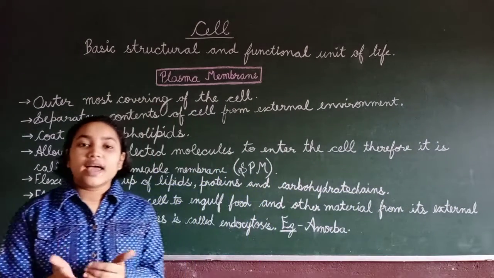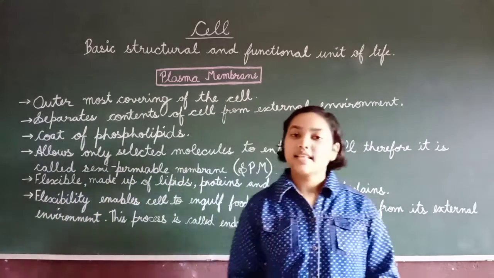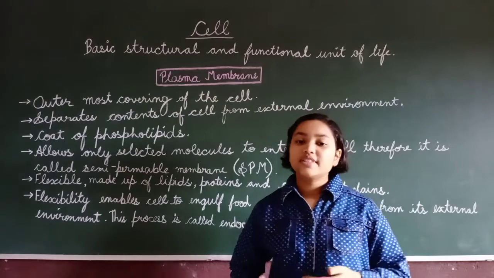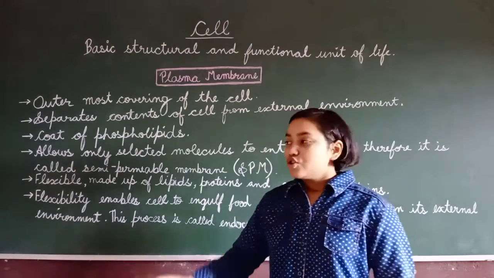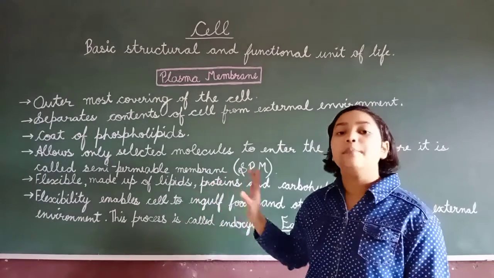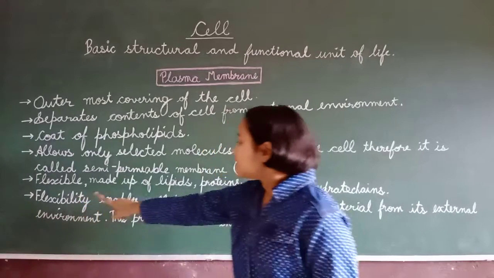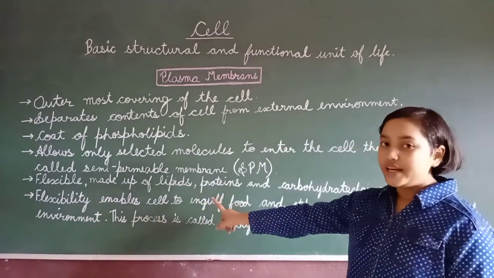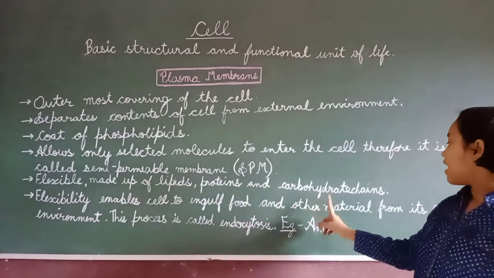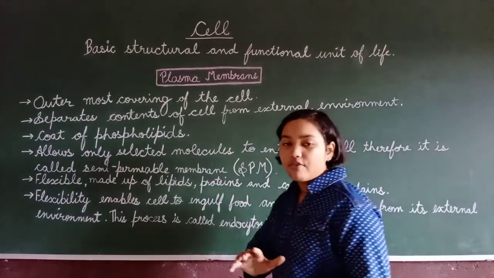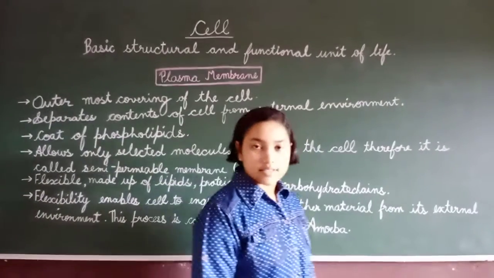It allows only the entry of the few molecules that are required for the cell, and no other molecules can enter. So it is also called a selectively permeable membrane, or SPM in short. It is flexible and made up of lipids. Lipid means fats. It is made up of fats or lipids, proteins, and carbohydrate chains.